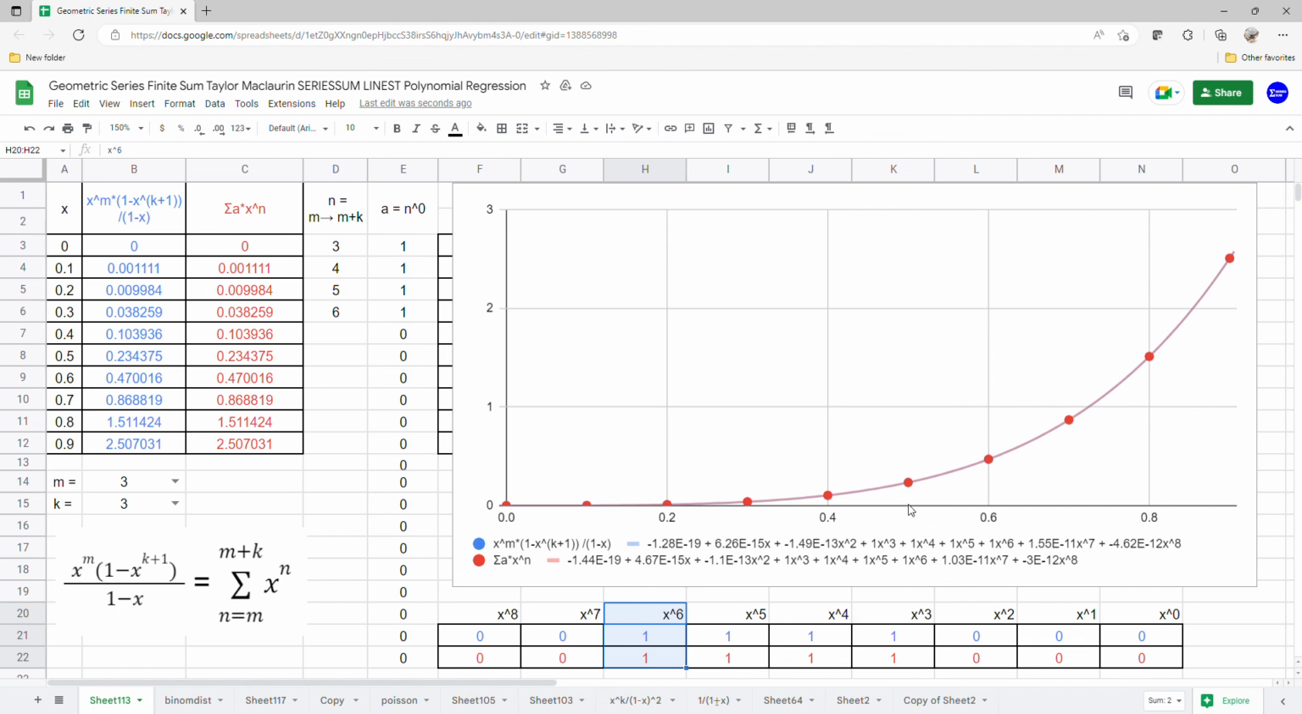This completes the use of Taylor Maclaurin series sum to generate the trend line and polynomial of this geometric series finite sum, where the values of n is from m to m plus k, and the polynomial is x to the power m times the quantity 1 minus x to the power k plus 1 over 1 minus x.